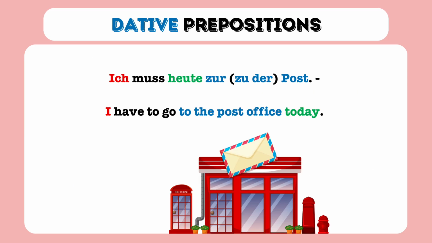Ich muss heute zur Post. I have to go to the post office today. Zur is another contraction, this time of zu and der. Combining together, they become zur Post, to the post office. Ich muss heute zur Post.